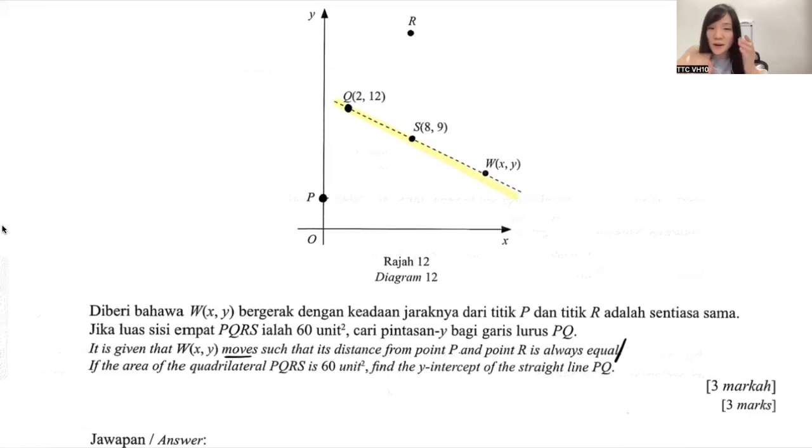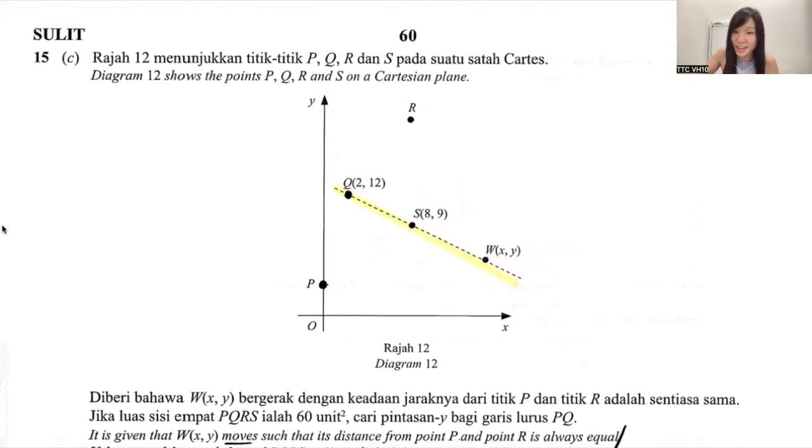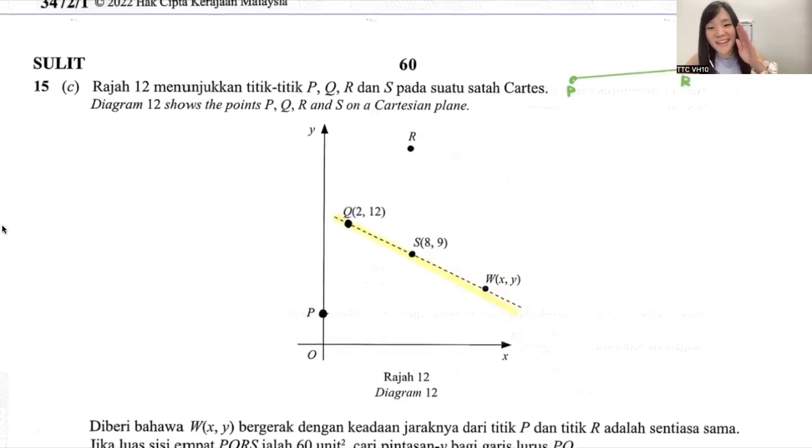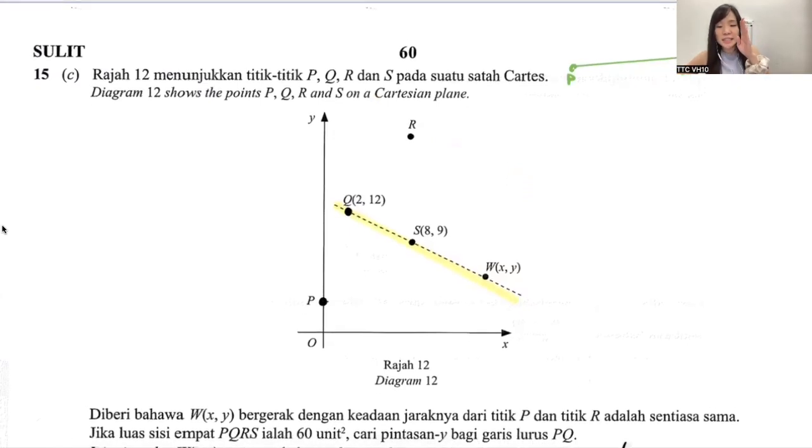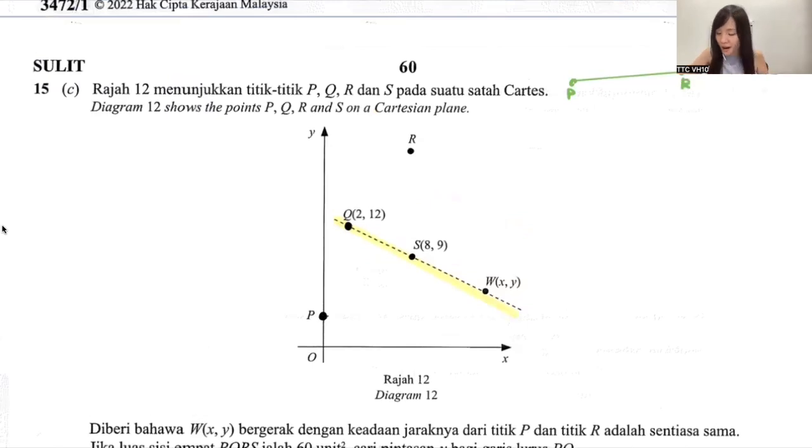If a point can move forever at the same distance from 2 points, that means you are... okay, wait, maybe you don't understand. So my dear, all of you guys look. If this is P, if this is R, let's say W is a point that is always the same distance from P and R. Isn't it that W will be the midpoint?